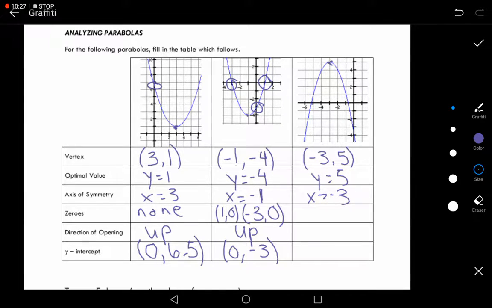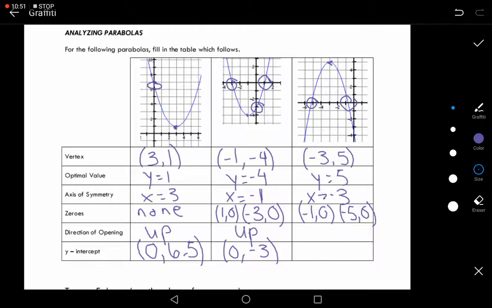Now we're looking where we cross the x-axis. So this one isn't perfect, but we'll just assume it's shifted a little just to make it easier for us. We'll assume that it's on those lines. So this crosses at -1, 0, and -5, 0.